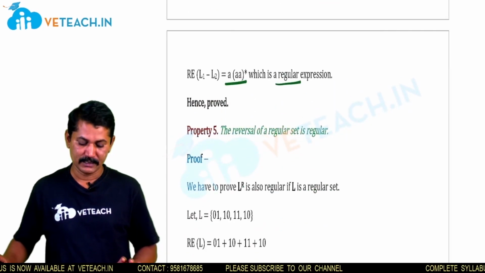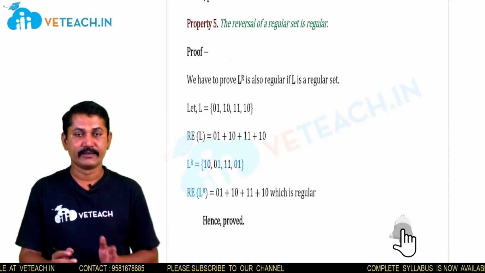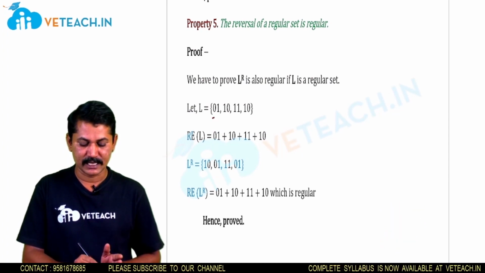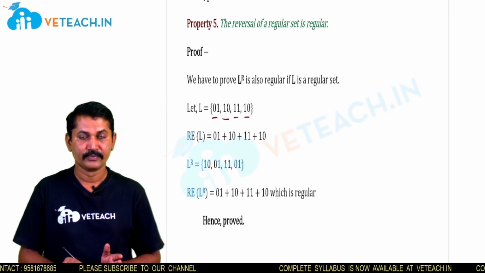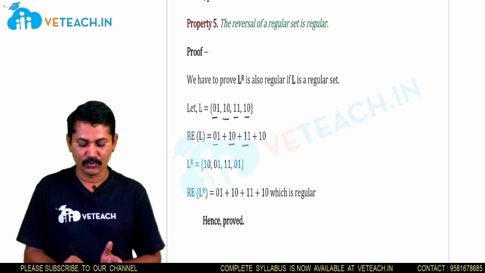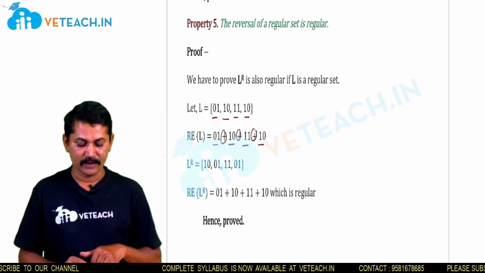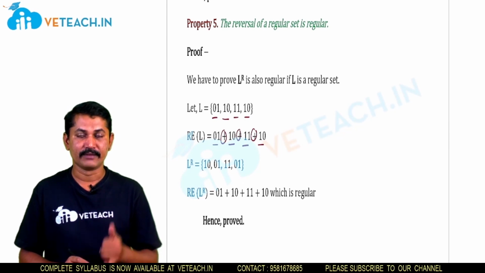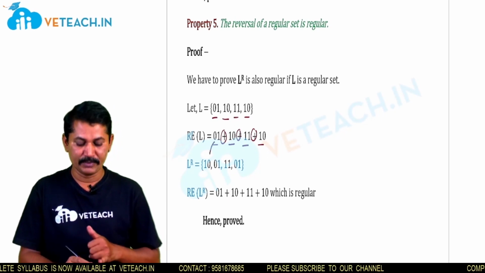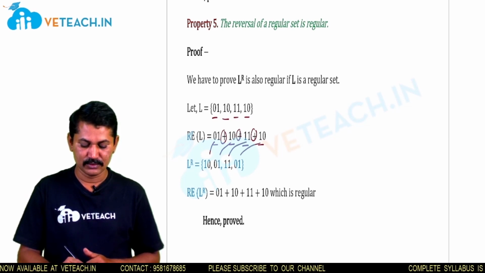And the fifth property: the reversal of a regular set is regular. That means the reversal process. Consider a language which has the strings 01, 10, 11, 0, 111, 0. Then the regular expression of L is (01, 10, 11, 0, 111, 0) with plus. Then L^R, which is the reversal of the language, is defined as follows: 01 became 10, 10 became 01, 111 stays the same, and 1001.